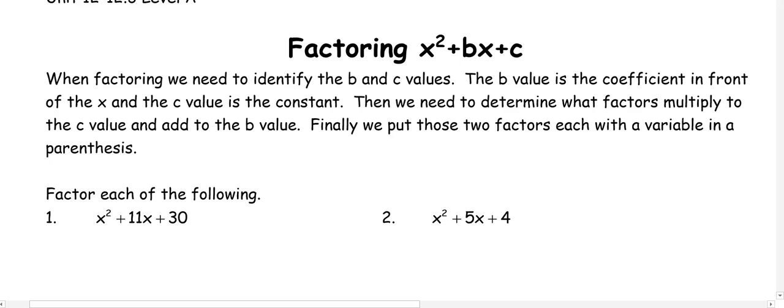This video is about factoring equations in standard form. When we're factoring, we need to identify the b and c values, just like we used to do when we were doing the quadratic formula. The b value is always the coefficient in front of the x, and the c value is the constant. Then we need to determine what factors multiply to the c value and add to the b value. Finally, we put these factors, each with a variable, in the parentheses.